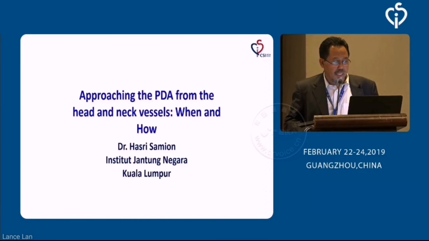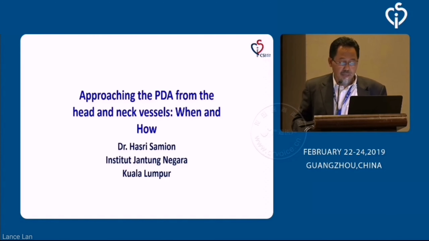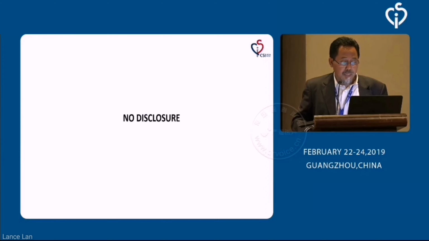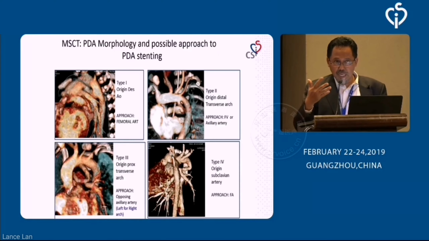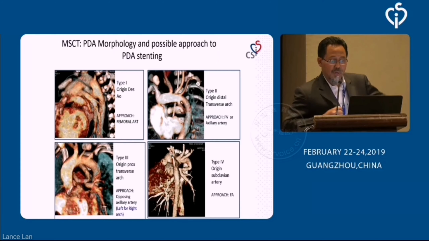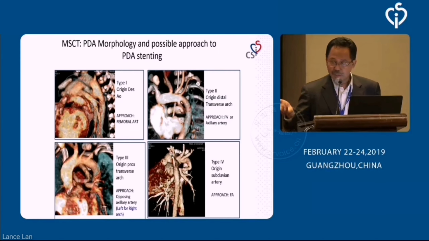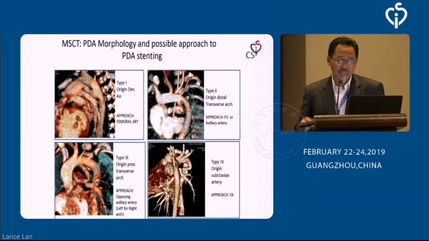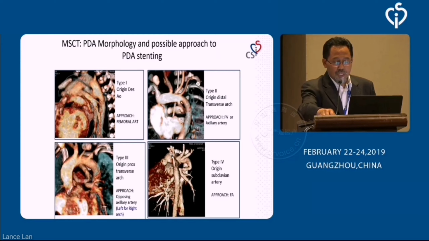Approaching the PDA from the head and neck vessel, when and how? Well, perhaps we are talking about two different anatomies to match. The first one is the PDA morphology that has been debated, highlighted just now. The second thing is the neck vessel anatomy that potentially has not been looked at if we would like to approach either from carotid or axillary approach. Generally, MSCT is a very useful tool to delineate not only the PDA morphology but also the neck vessel anatomy.